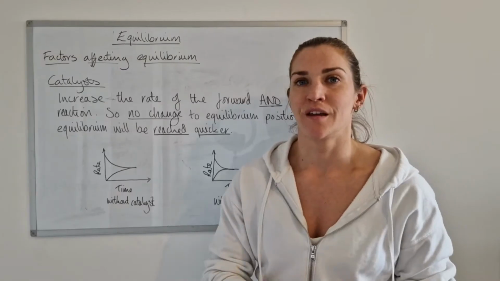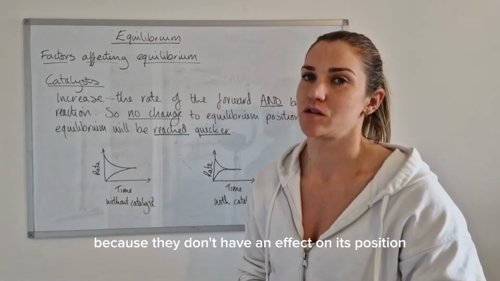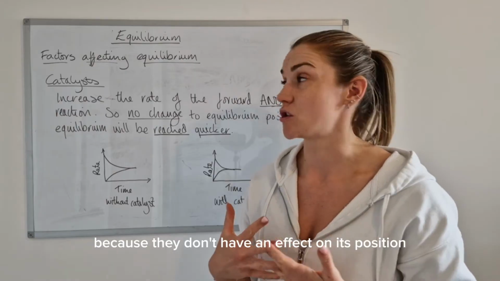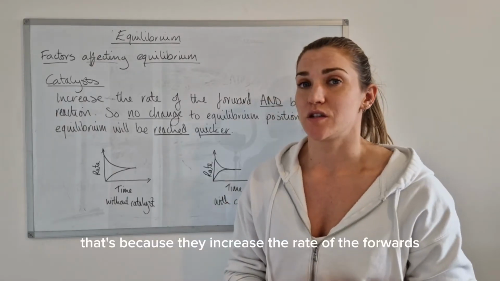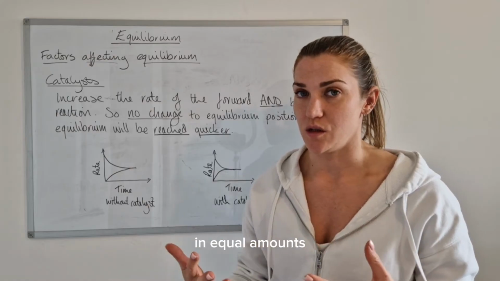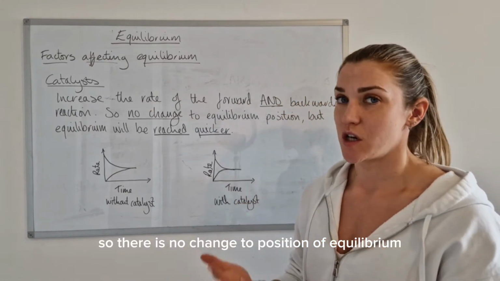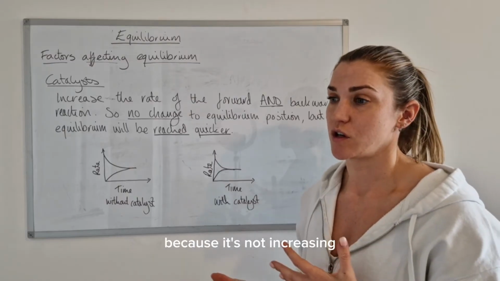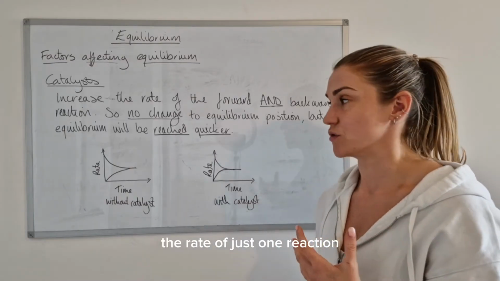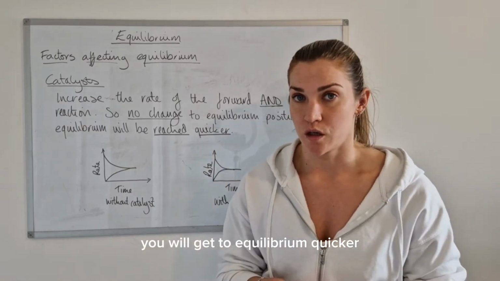Okay. The effect that catalysts have on equilibrium is pretty basic because they don't have an effect on its position at all. That's because they increase the rate of the forwards and the backwards reaction in equal amounts. So there is no change to the position of the equilibrium because it's not increasing the rate of just one reaction over the other. However, you will get to equilibrium quicker.